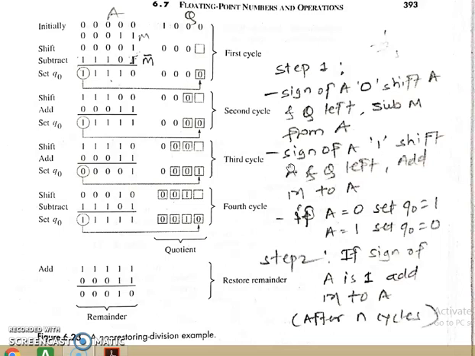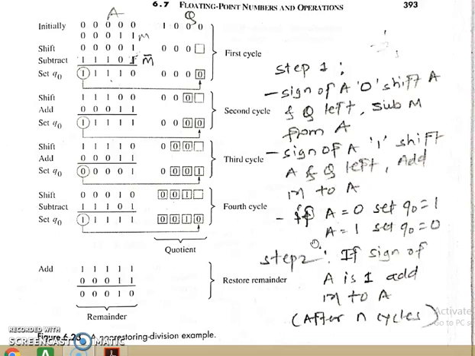Otherwise, check if the sign of A is 1. If it is 1, then shift A and Q to the left and add M to A. It totally depends on the sign bit. So if it is positive, we have to subtract. If A is negative, then we have to add M to A.